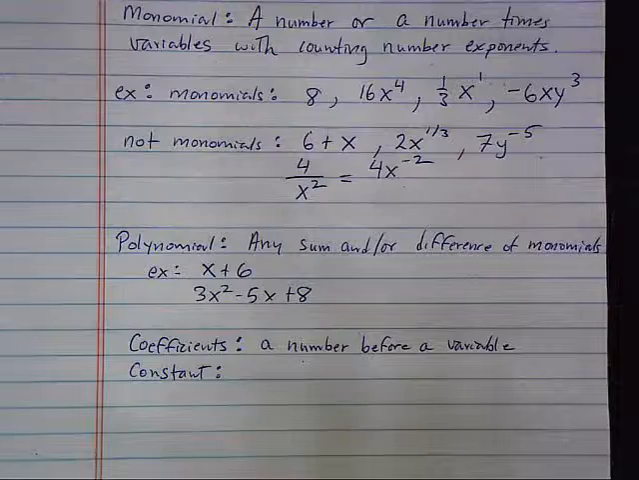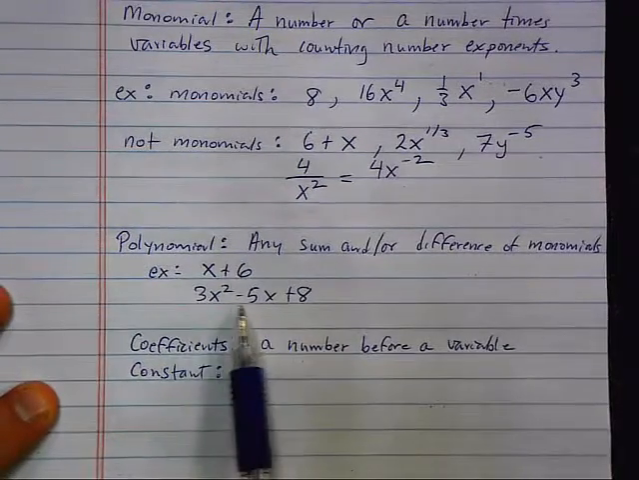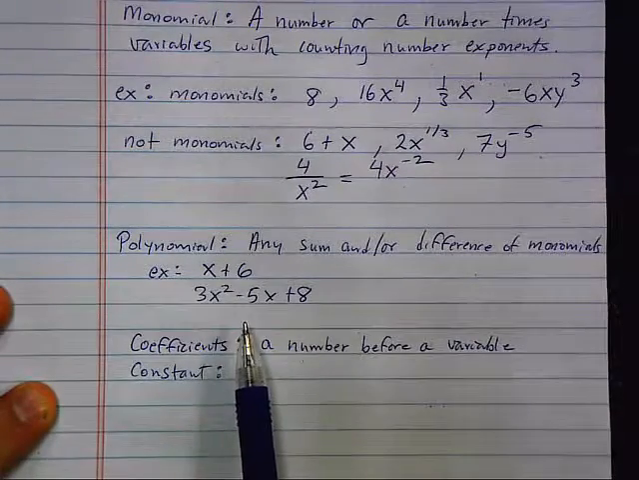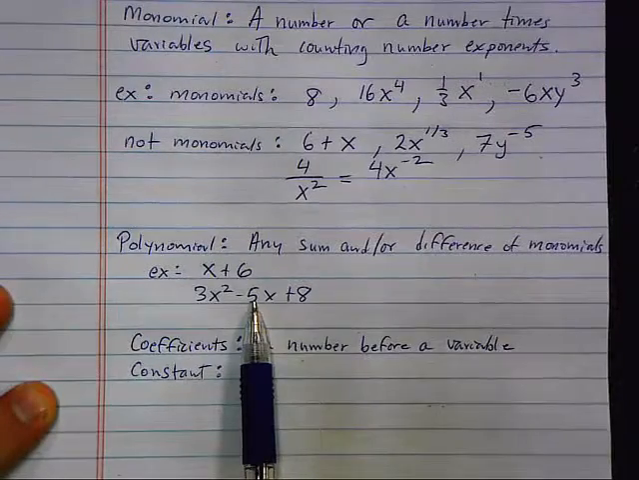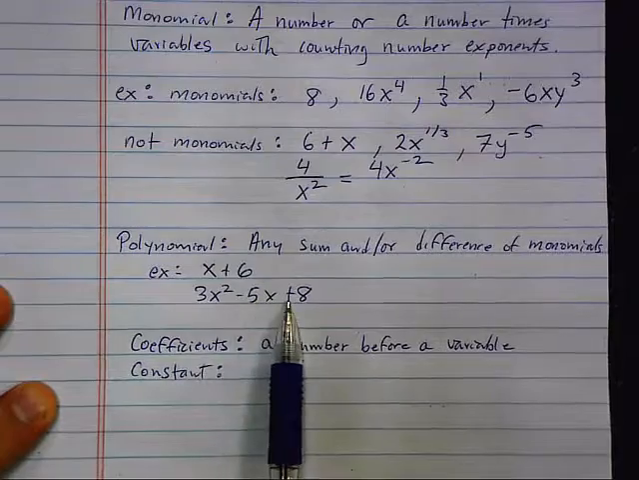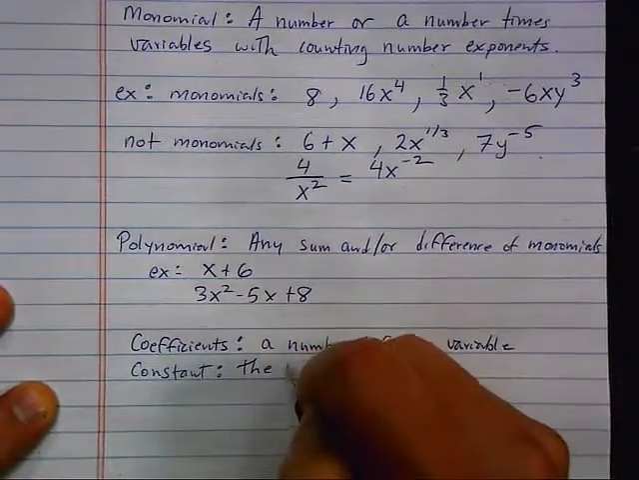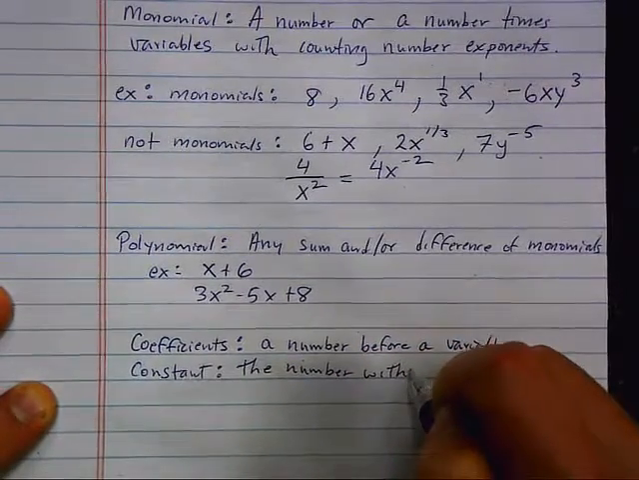That's called the constant. So the coefficients, if I go back up here, what are the coefficients in 3x squared minus 5x plus 8? The coefficients are 3 and negative 5. They're the ones that are next to variables. And what would the constant be? 8 is the one without the variable. The number without a variable.